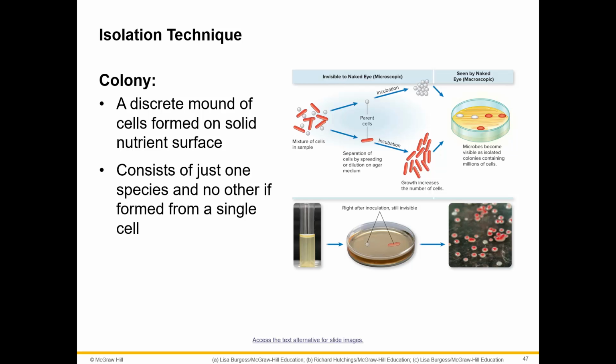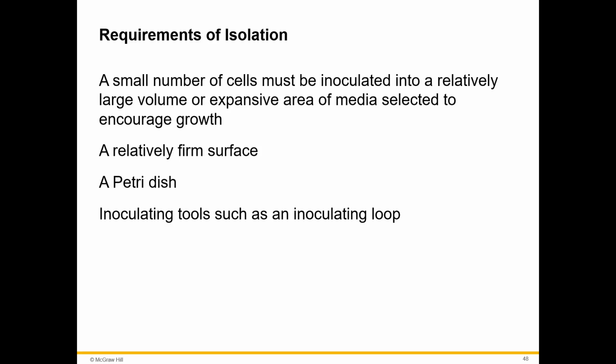In order to isolate or separate out species in a mixed culture or even in a contaminated culture, we need to use particular techniques. So a colony is a discrete mound of cells that's formed on a solid nutrient surface, and it consists of just one species and no other if it's formed from a single cell. Isolation requires a small number of cells, a firm surface, a petri dish, and inoculating tools like loops.